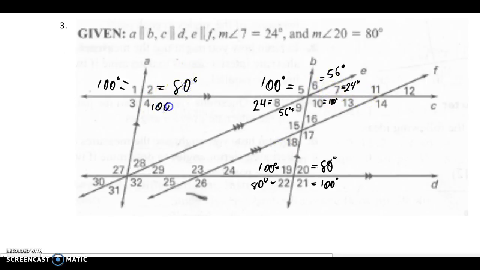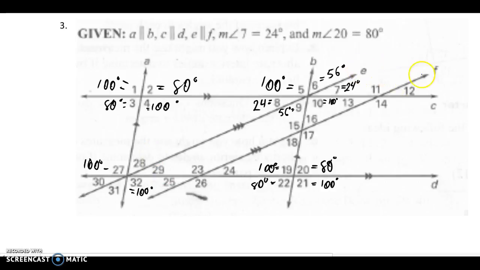Then I can fill out these as vertical angles, and this one over here is also a vertical angle. I can use the same idea of corresponding angles to talk about 1 and 27. Those are both going to be 100 degrees. And I know that 4 and 32 are going to be 100 degrees, because those are corresponding again. And then I can start to go in from there. What else do we have? I know that 28 and 29 together are going to be the same thing as 80, so I can look at that.